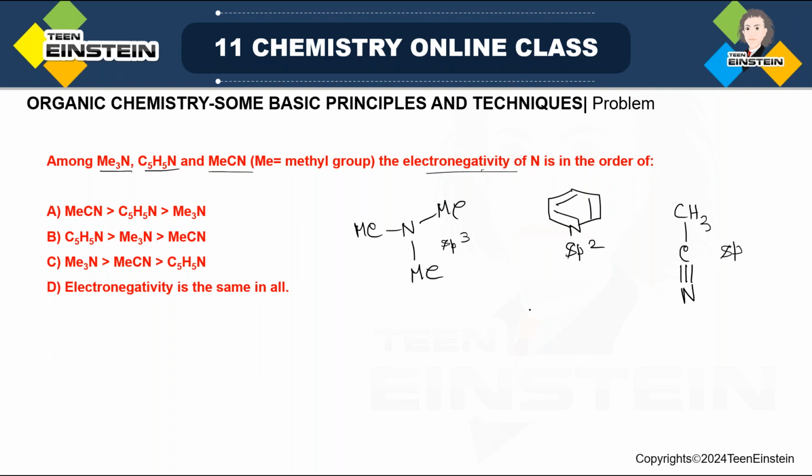It is asking the electronegativity order of nitrogen. So based on the hybridization of the nitrogen, because electronegativity is directly related to s character, when s character is high, electronegativity will also be high. So maximum s character you will get here. After that, it is pyridine and then it is Me3N. So option A, MeCN first, then pyridine, and then we have trimethylamine. So that is why this should be the correct option. And electronegativity same, that is not correct. So you have to draw the structure, then only you will be able to understand that the question you have to answer from the point of view of s character.